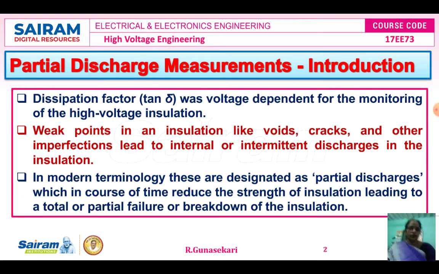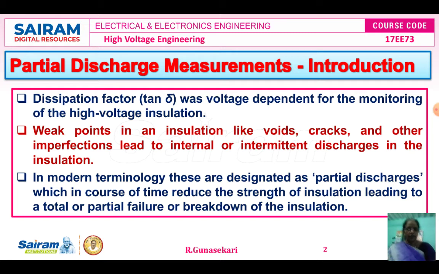Earlier, the testing of insulators and other equipment was based on insulation resistance measurements, dissipation factor measurements, and breakdown tests. It was observed that the dissipation factor tan delta was voltage dependent and hence became a criterion for monitoring high voltage insulation. In further investigations, it was found that weak points in an insulation, like voids, cracks, and other imperfections, lead to internal or intermittent discharges in the insulation.